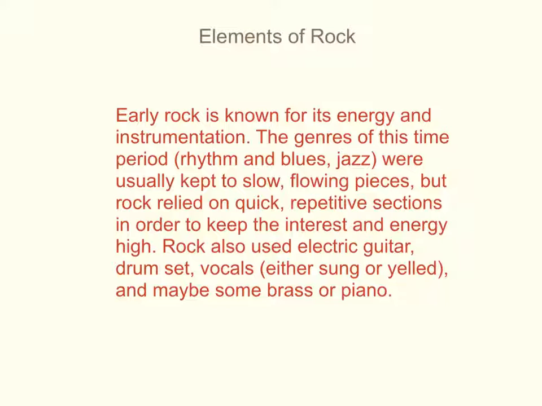Rock usually used an electric guitar and bass, drum set, vocals, piano to some extent, and maybe even some brass, including trumpet or saxophone. Rock also featured quick, repetitive sections that were very easy to follow. Not only were they easy to follow in terms of listening to the music, but also in terms of chord progressions, which we will get into in a moment.